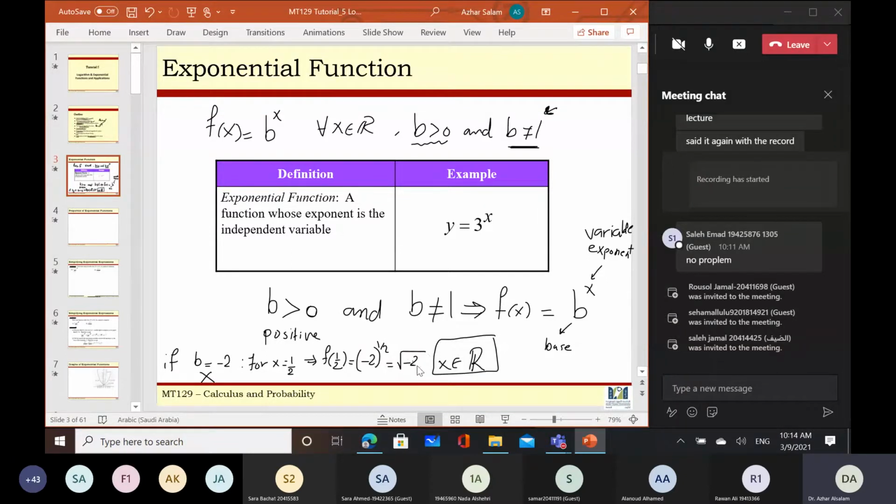This value is not defined in the real numbers. This is a complex or imaginary value. It's not a real value, so it's not acceptable; it does not belong to R. So I put the condition that b should be positive, since I will take any value for x. It could be square roots or any other even root.